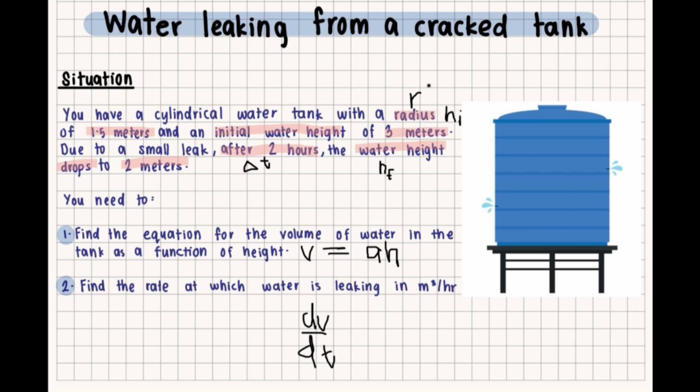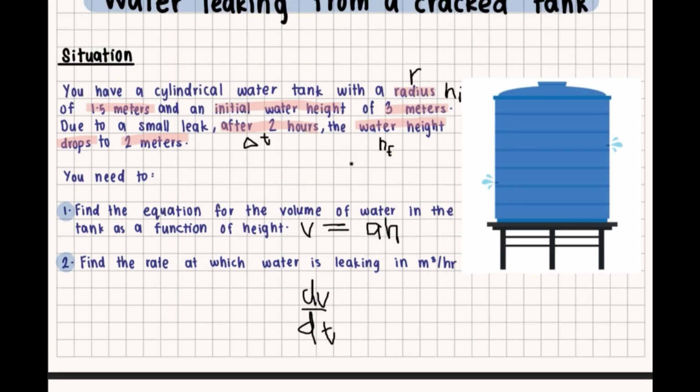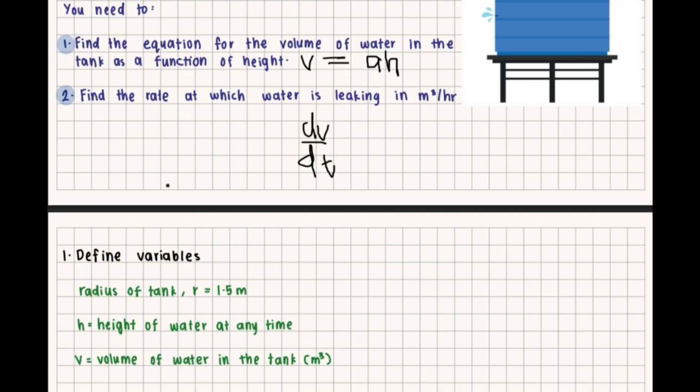So, from this situation, we can list a lot of variables. First, R is the radius, equal to 1.5 meters. Hi, which is height initial, equal to 3 meters. We have delta T equal to 2 hours, and the last one, Hf, height final, is equal to 2 meters. From these variables, we can answer the questions below. So let's go through the questions.